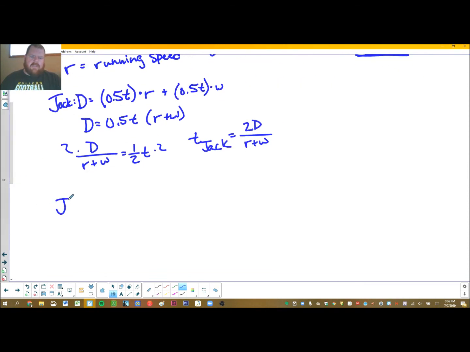Jill's is a little bit different. I'm going to switch colors for Jill. So Jill's is a little bit different because she's going to run half the way and walk half the way. So that means that half of her entire race is going to be the running speed times time. And what time that'll be, we don't know. The other half of her race will be spent walking.